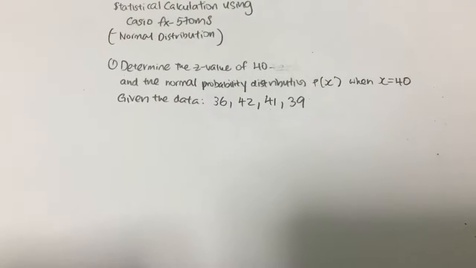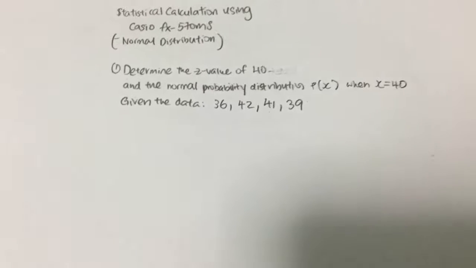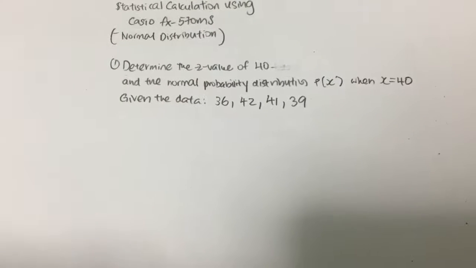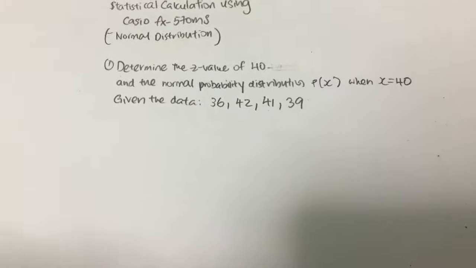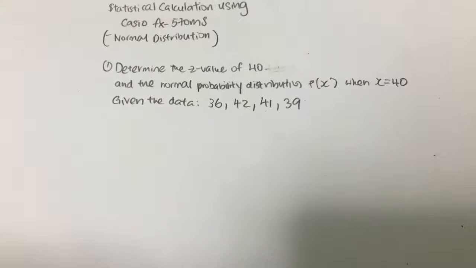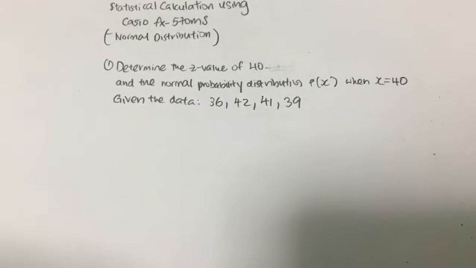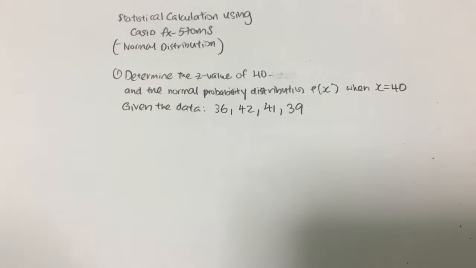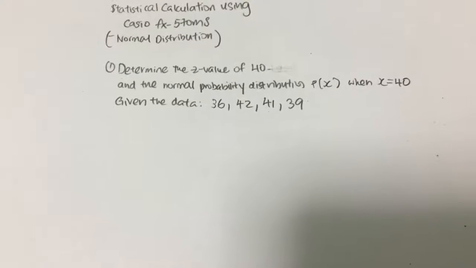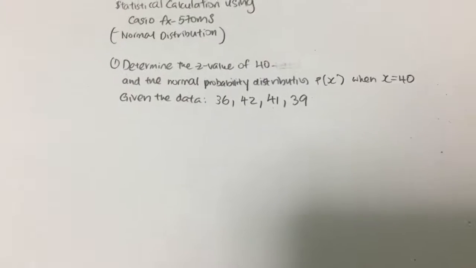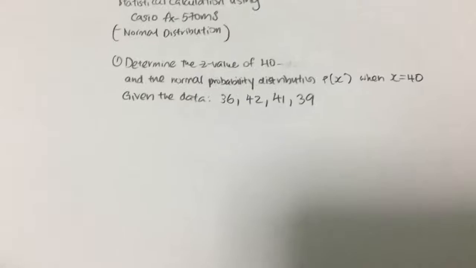So basically what we are doing is we want to determine the z-value of 40 in the normal probability distribution, when x is equal to 40, given the four data 36, 42, 41, 39. So based on this data we are going to form a normal distribution, and from there we will determine the z-value and the probability based on that.